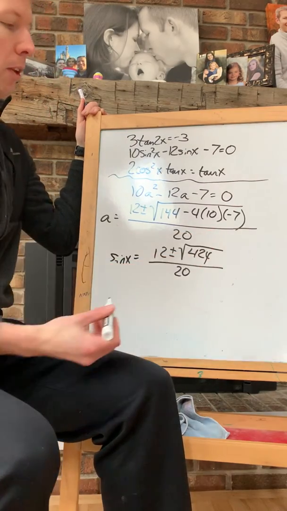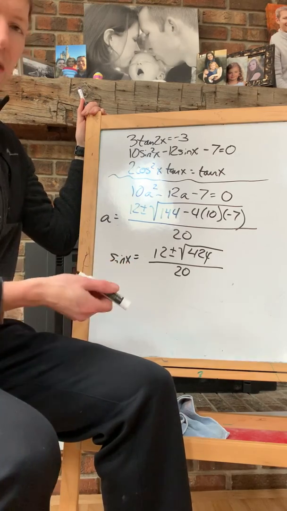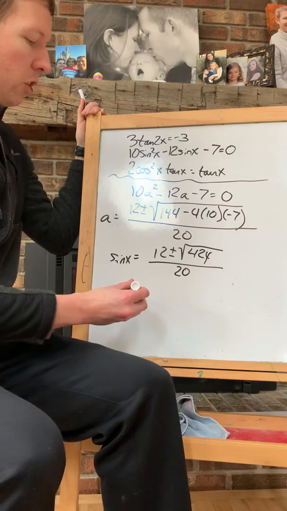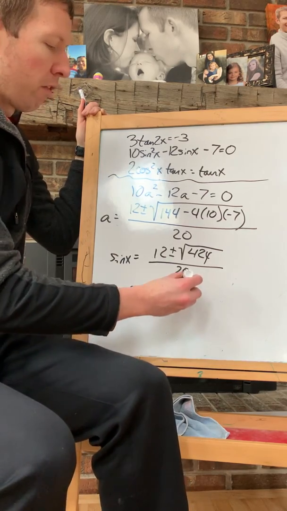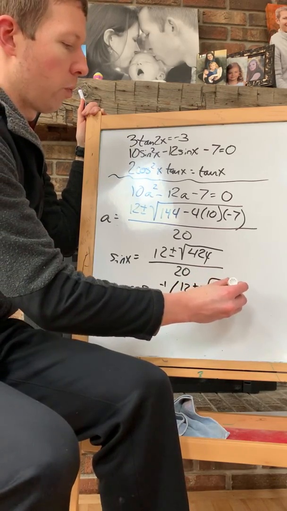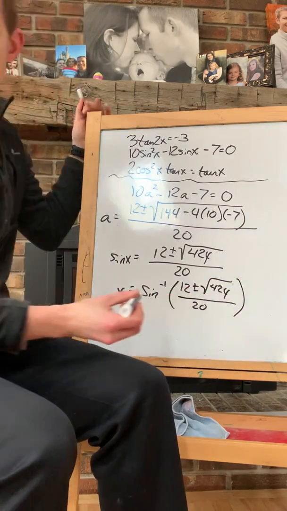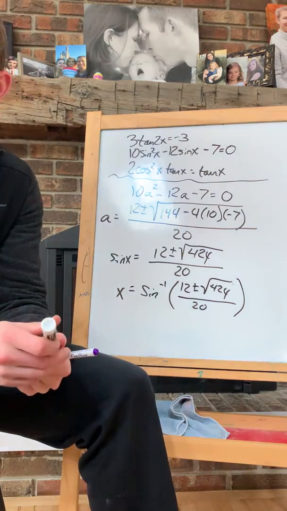Now, this is not a pleasant number, and because it's not a pleasant number, x isn't going to be a pleasant number either. And so what we're really interested in is the fact that x is equal to the inverse sine of 12 plus or minus the square root of 424 divided by 20. And that's something that we would then use our calculator with.